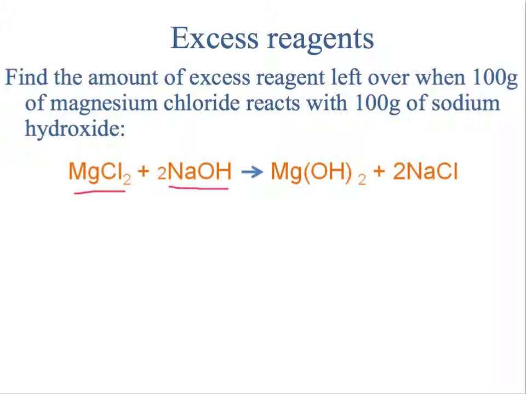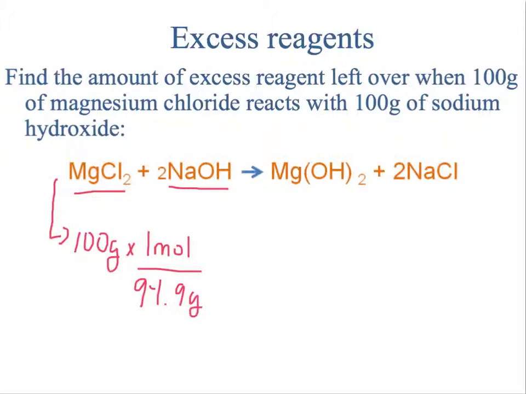So let's start with magnesium chloride. For magnesium chloride, we're going to come down here. We're going to say 100 grams times 1 mole is 94.9 grams. I got that from the periodic table. Gives me about 1.05 moles of MgCl2.